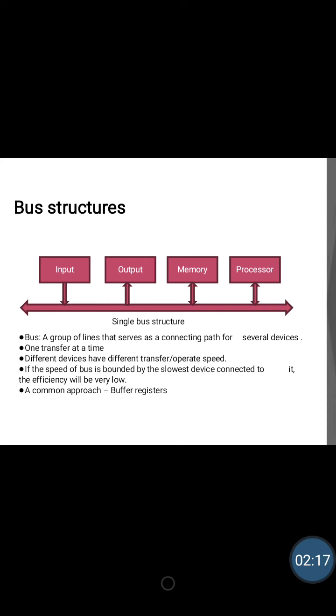As only one bus is there, only one transfer is possible at a time. What it means? Only two devices or two units can be active at a time. See, input unit may be active with output or memory or processor. Say, only two units can be or two devices can be active at a time.